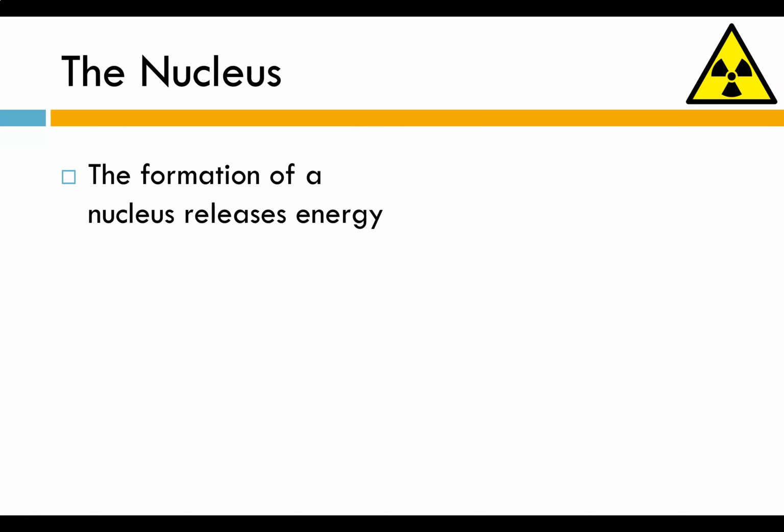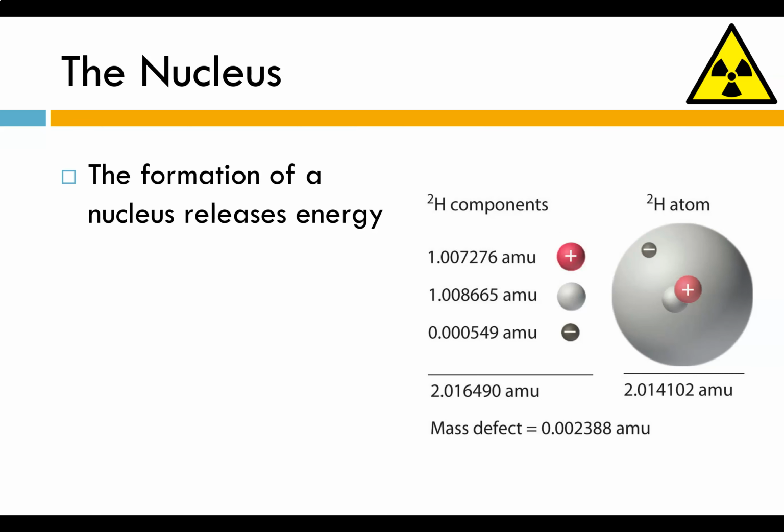Anytime you form a nucleus, it's going to release energy. So if you just take subatomic particles, protons and neutrons, and you join them together to make a nucleus, energy gets released. So here we have an isotope of hydrogen, H2, sometimes called deuterium. H2 is composed of a proton, a neutron, and an electron. I'm not too worried about the numbers themselves. We can take the mass of the individual subatomic particles, total them up to get about 2.016 atomic mass units.